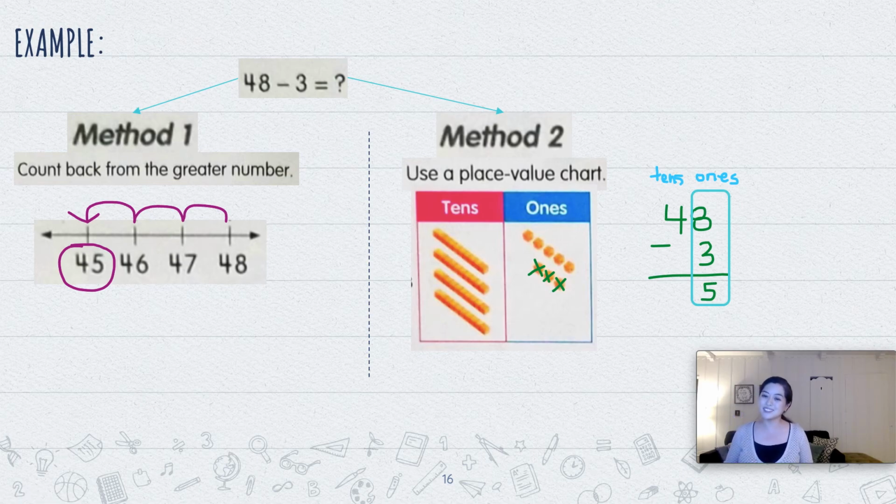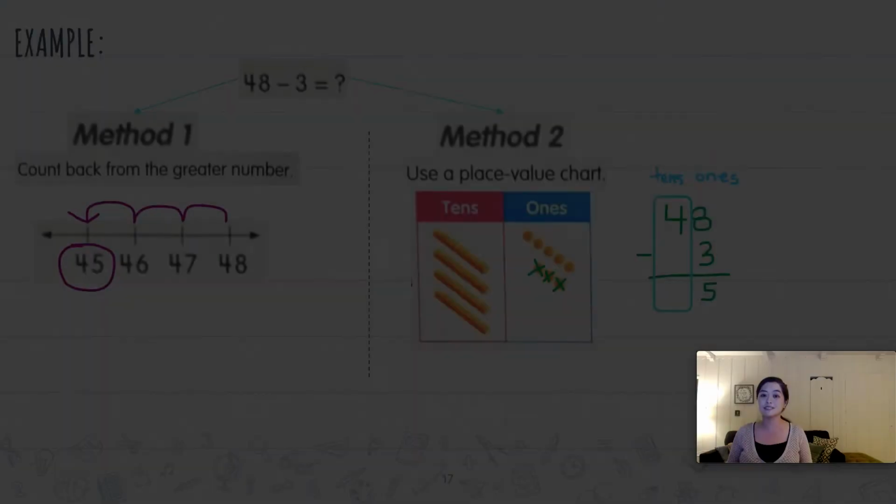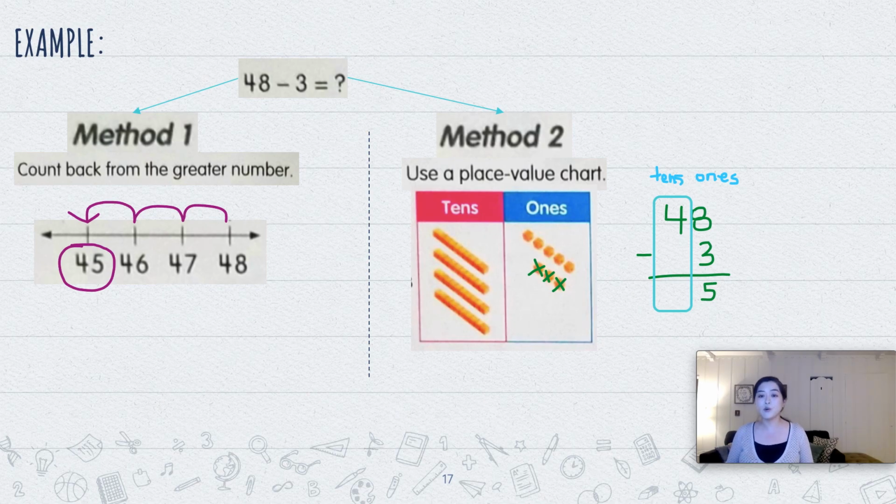What's next? Well, we have to subtract the tens. All right, 4 take away 0 tens. 4 tens take away 0 tens is 4 tens. So 48 take away 3 is 45.